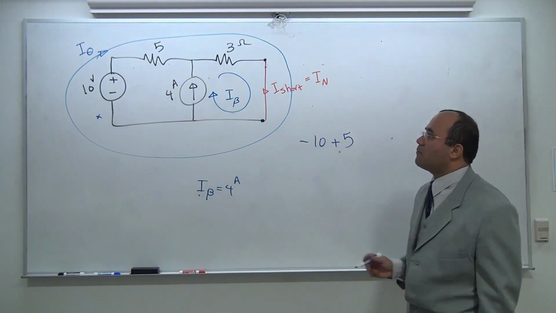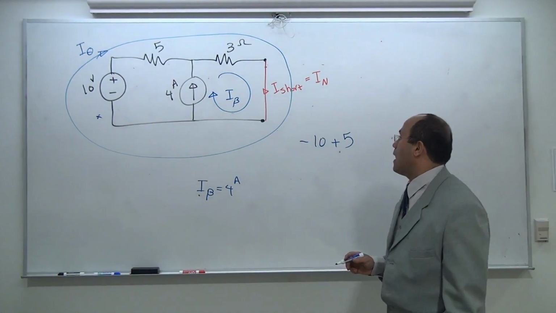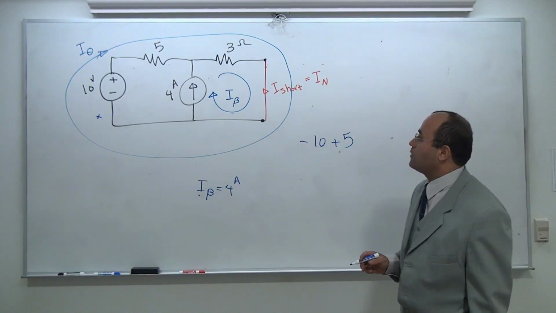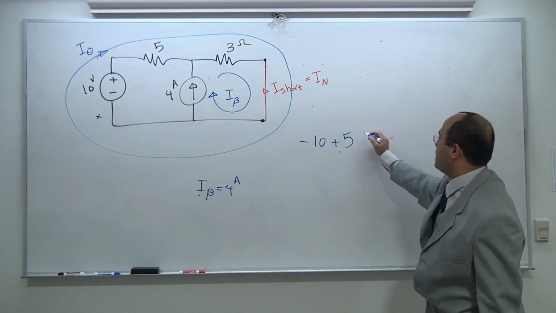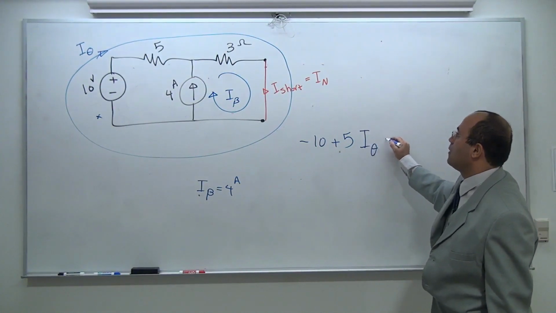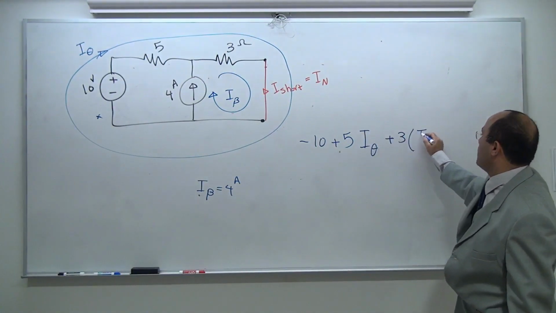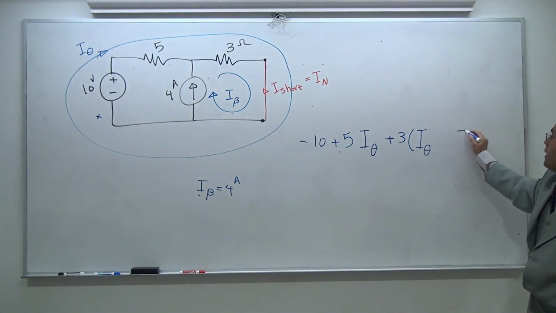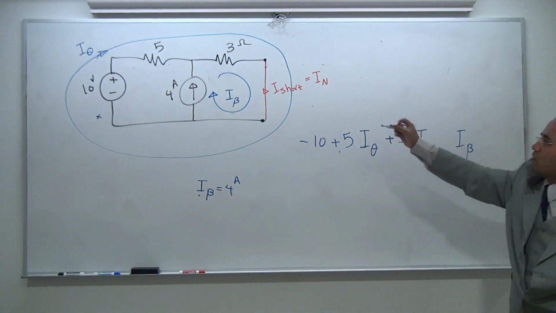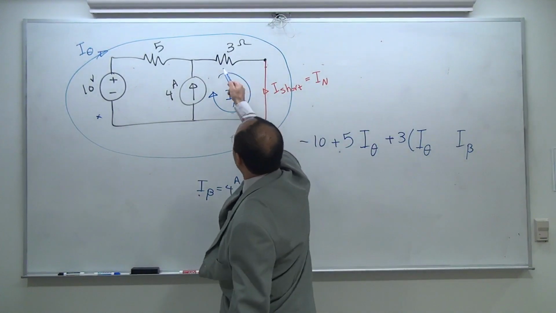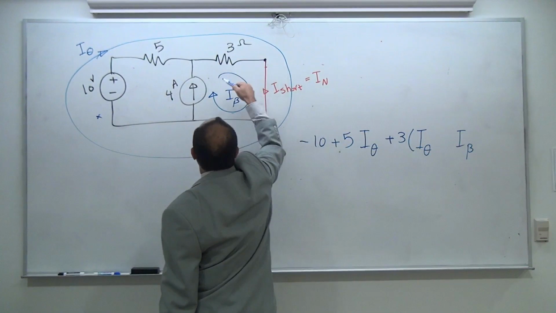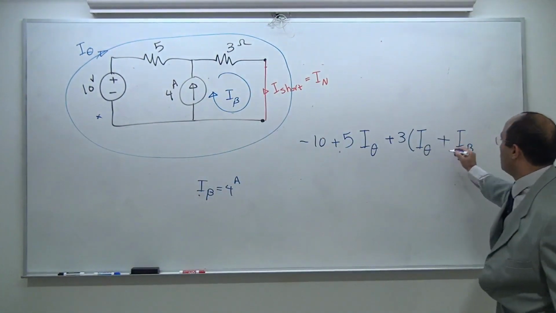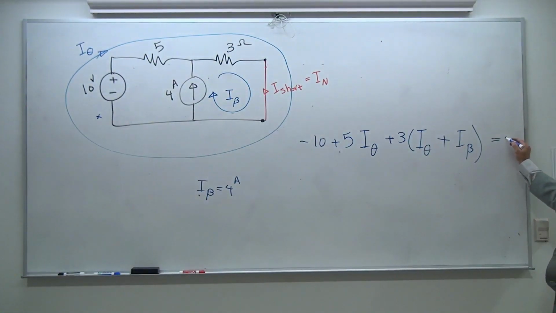When I get to 5, remember I theta is the master and I beta would be the slave, or I theta is the leader and I beta would be the follower. So it's going to be 5 times I theta plus 3 ohm. I theta is the leader. I beta is the follower. But the challenge here is this: are they supporting each other or are they opposing? It's going this way for I theta. It's going this way for I beta. So the summation is equal to 0. There's nothing else. You have 3 components and 3 terms.